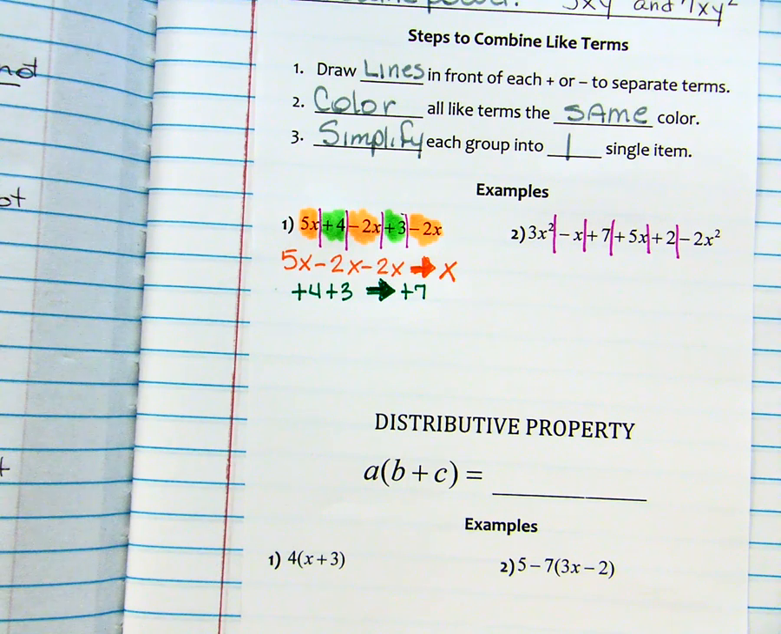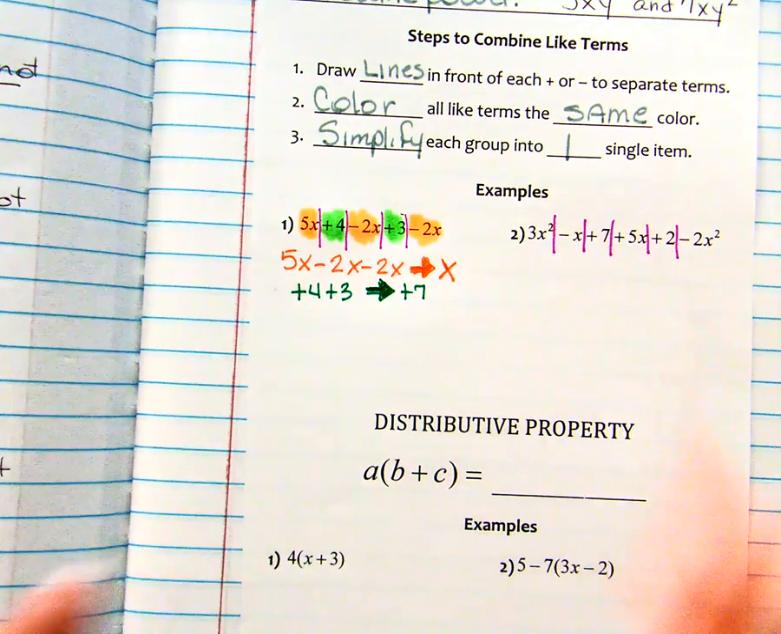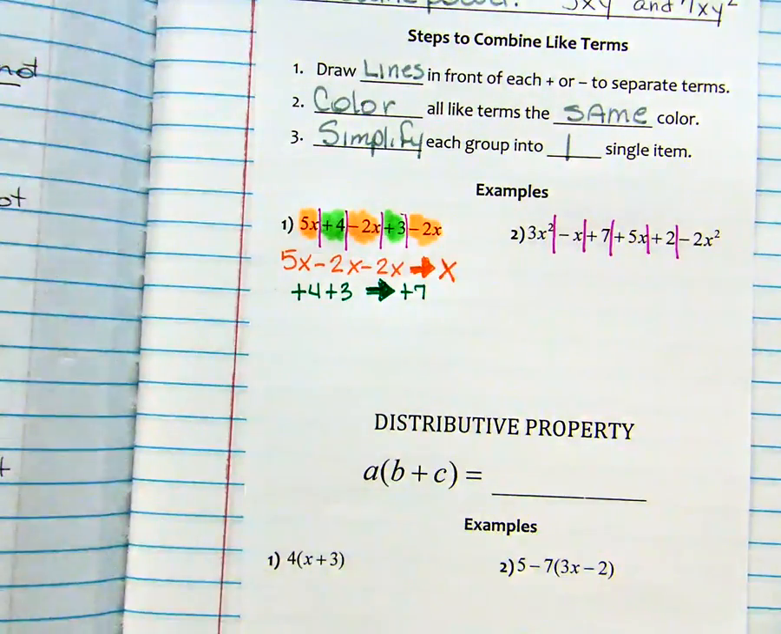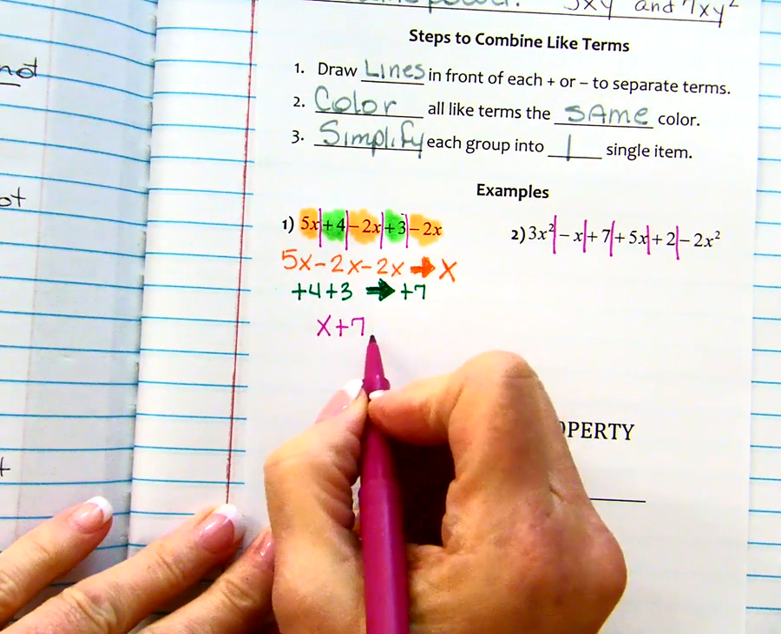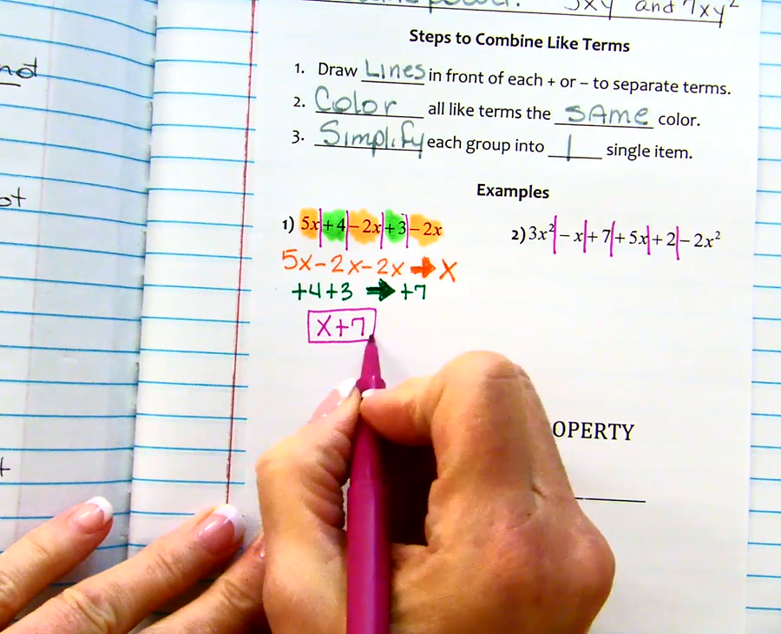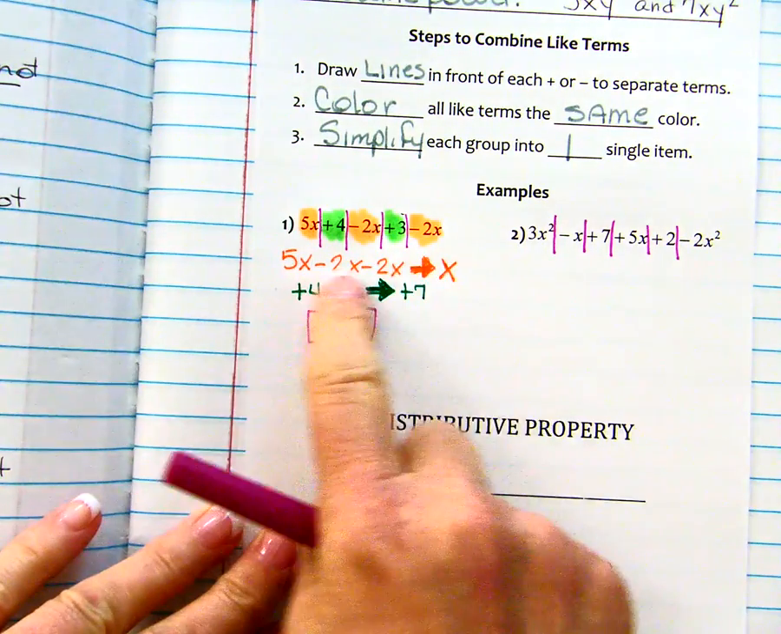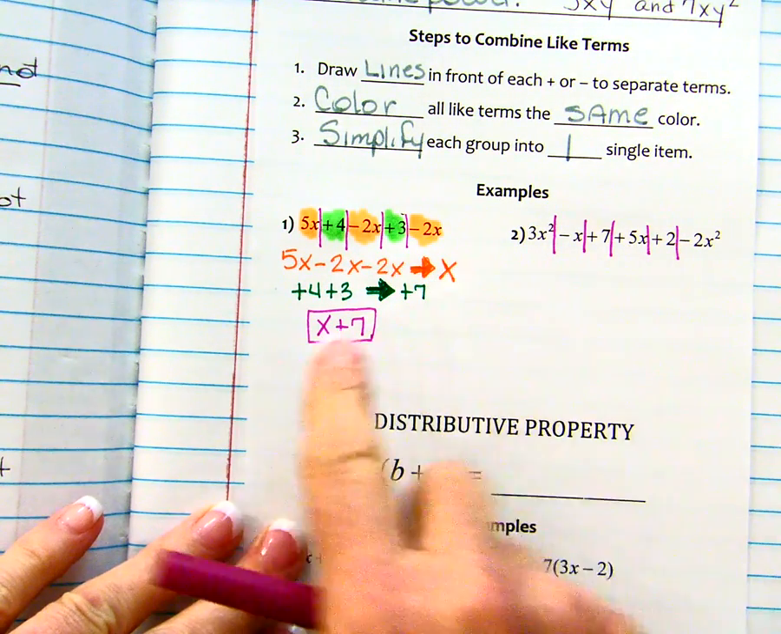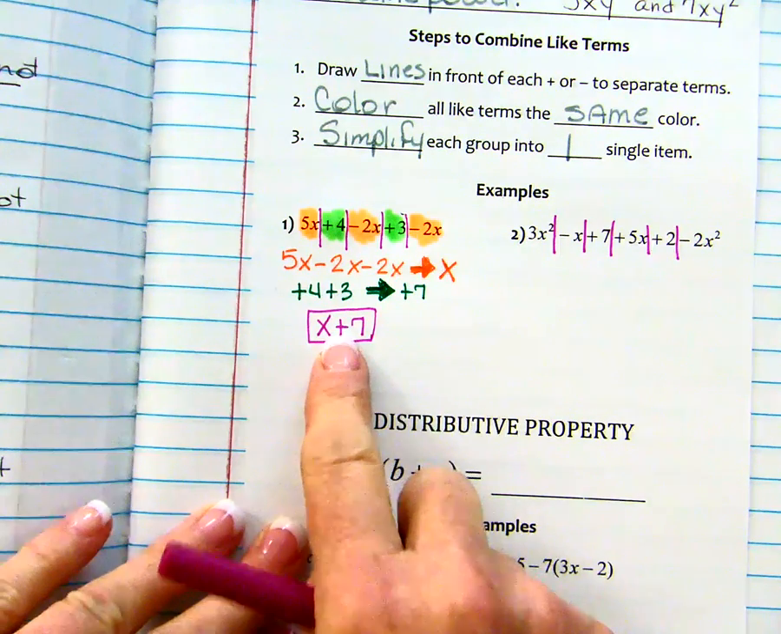So what we can do now is compare these two guys. X and positive 7 are not like terms, because they do not have the same variable raised to the same power. So my simplification here is going to be x plus 7. There's nothing I can do to put those together anymore, but I have simplified my x terms down to one item and my constant terms down to one item.